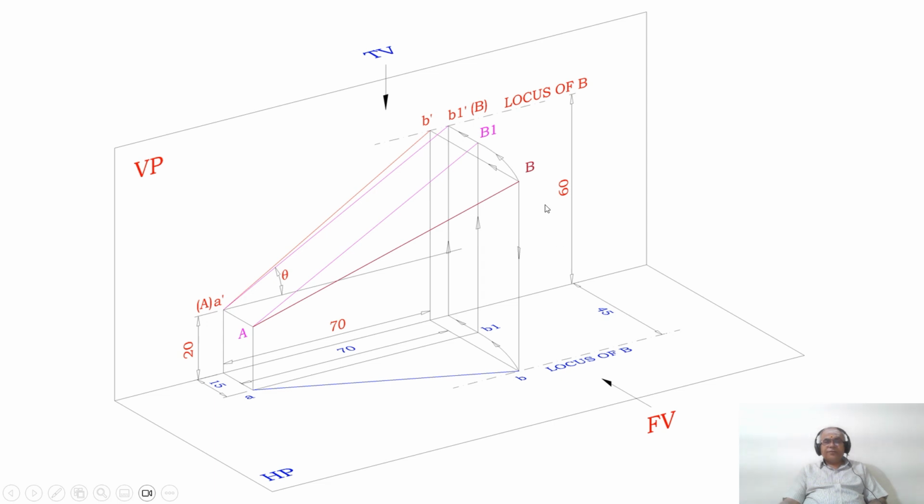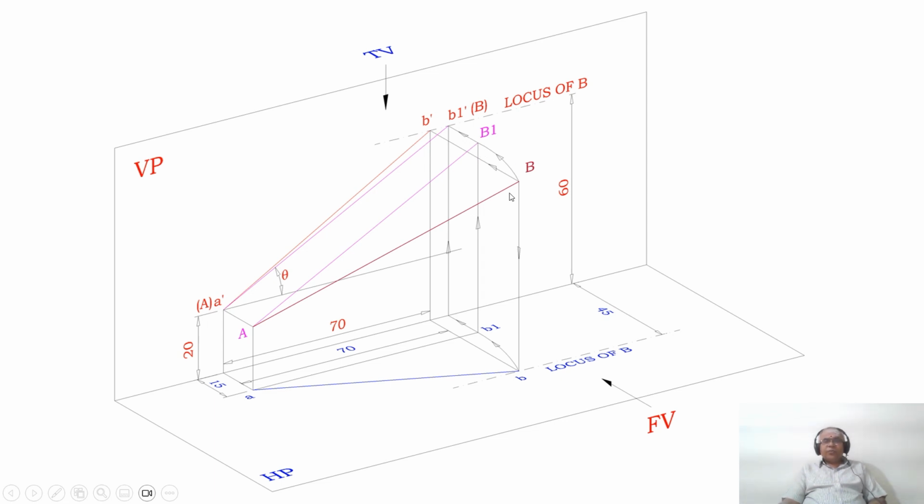So when you look from the front view, that image is going to be projected onto the locus of B in the front view. So you mark this point as B1 dash. And now since this line is parallel to VP, you mark this as capital B and join A dash B1 dash. So this is how I will be able to find the true length in the front view.